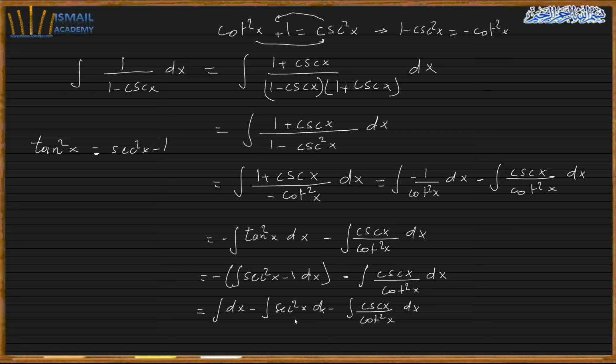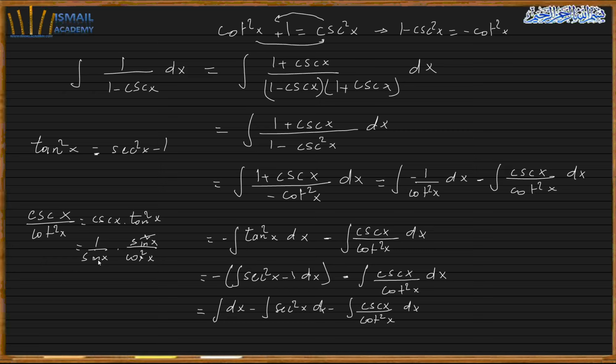Okay, so let's deal with this form. We know that cosecant x over cotangent square x is the same thing as cosecant x times tangent square x, which is the same thing as 1 over sine x times sine square x over cosine square x.